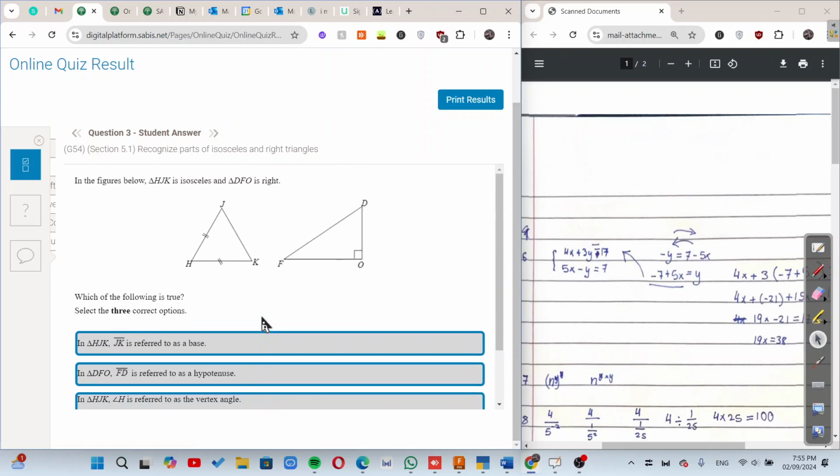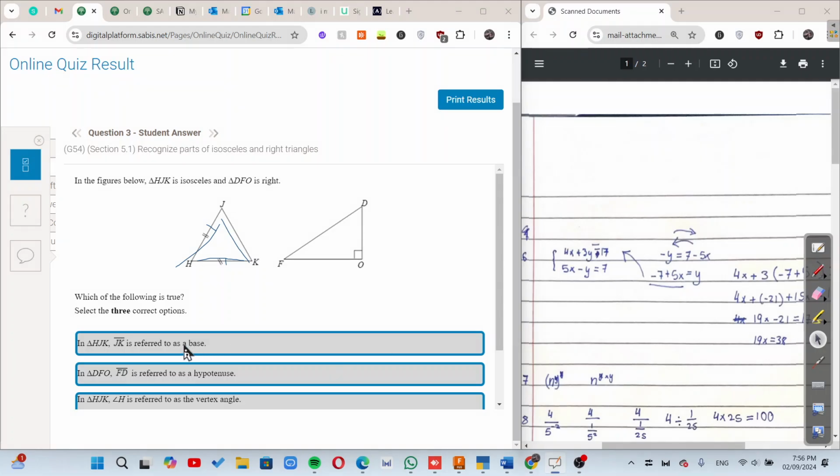Okay, so here we have to read all the options and solve. In HJK, JK is referred to as the base. Yes, it's referred to as the base because it is the only line that is not congruent to these two. And JK is holding these two, so it's the base. Even if it's not down, it doesn't have to be. These two are congruent, so whatever is holding them from here is the base.